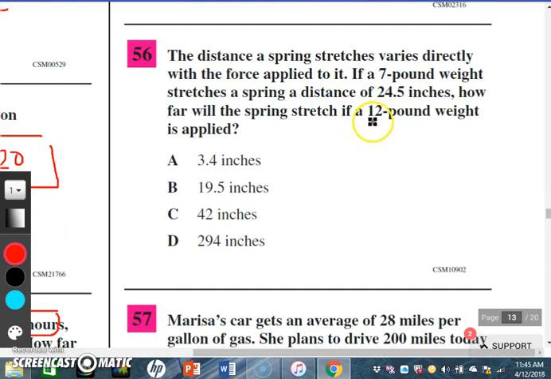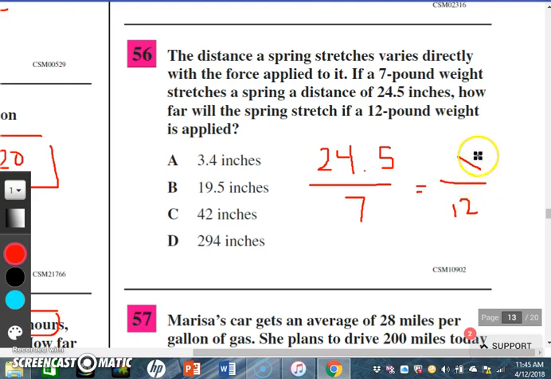Last but not least, proportions were taught in September and August. Many of us had a tough time. Here's a scale. So if it's a 7-pound weight and it stretches 24.5 inches, you're going to create a proportion. And then what they're asking you is, if you have a 12-pound weight, what is the amount of distance that the spring is going to stretch? Now this is a really tough concept. Basically, you can kind of look at it as two ways. What is an equivalent fraction of 24.5 over 7? And then figure out what the numerator is.